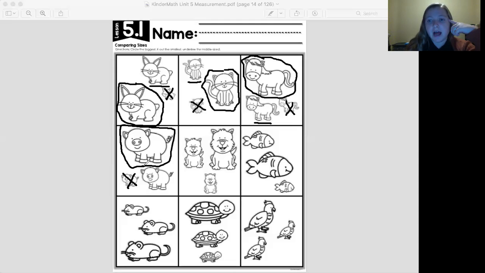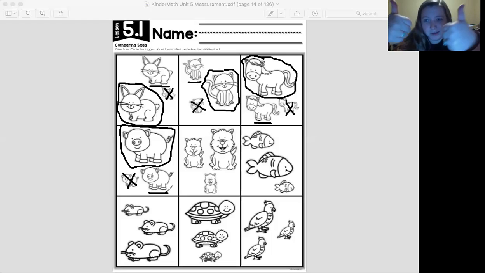Put your finger on the middle-sized pig. And when you find that middle-sized pig, I want you to put a line underneath it. All right, let's check and see how you did. That should be the pig you underlined, okay?